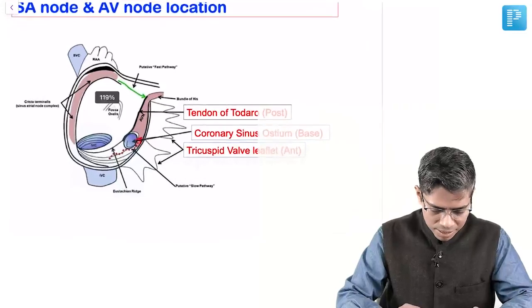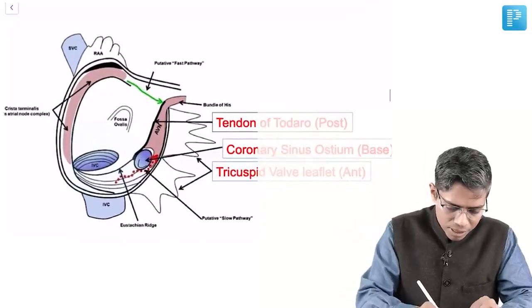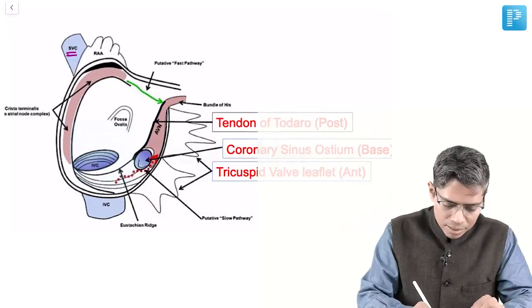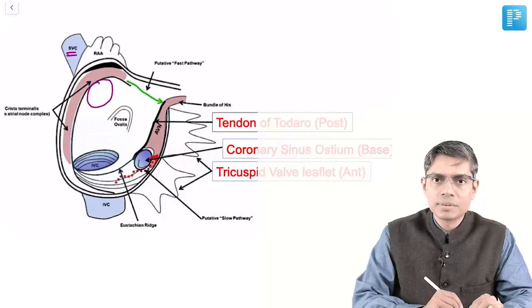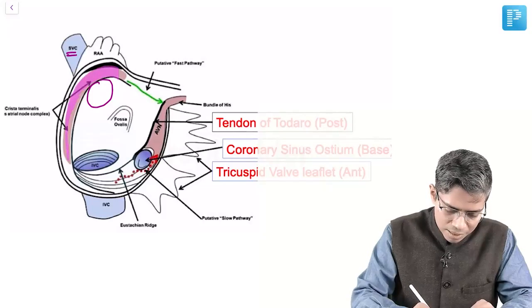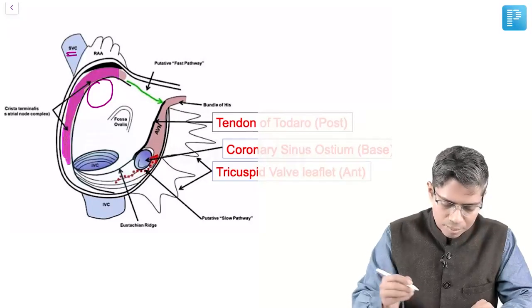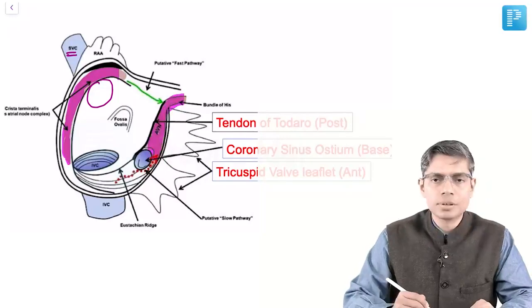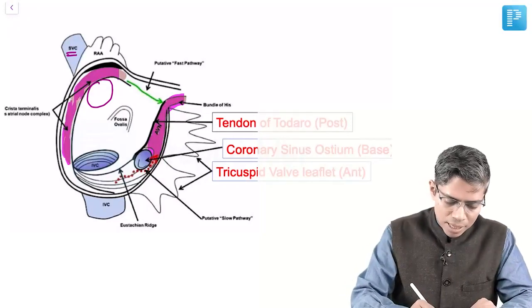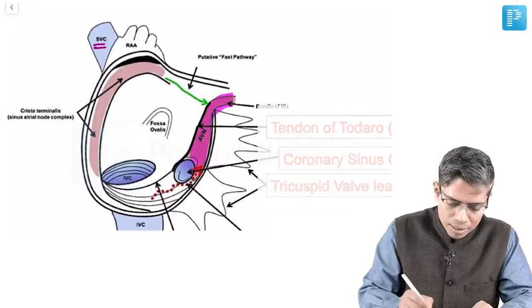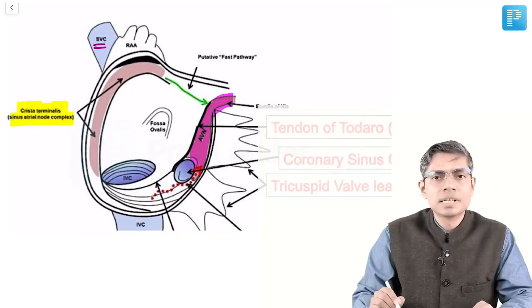So this diagram is taken from a research article. So you can find out here the superior vena cava opening, and this is the area where the superior vena cava is opening. And in this area, this region, this is the location of the SA node. And this one, this is the location of the AV node. Getting my point? So if you look at here, the SA node is located close to this anatomical structure which is known as the crista terminalis, right?